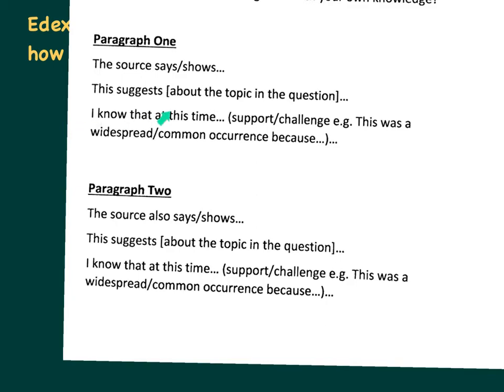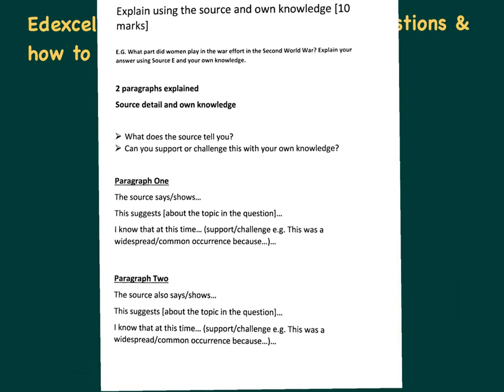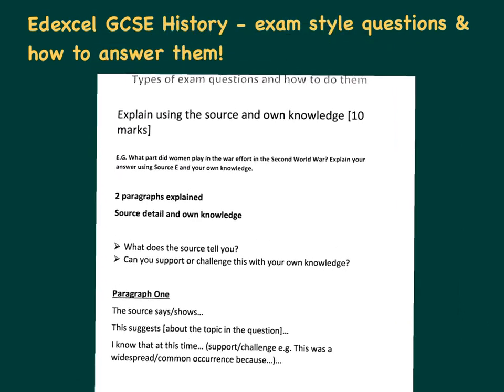It's really important you add lots of own knowledge about whatever it is you can spot in the source, because the question asks you to use both the source and your own knowledge to explain the role of a particular group or whatever else it might be. So make sure you fully explain further using your own knowledge what you know about that particular topic in order to get yourself the 10 marks.